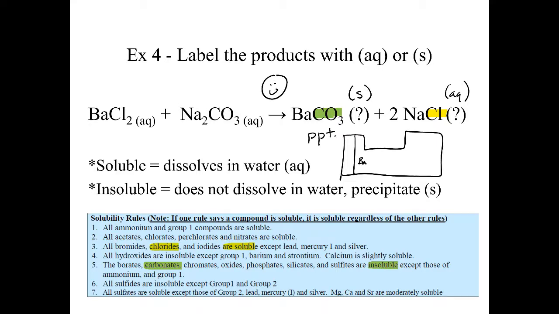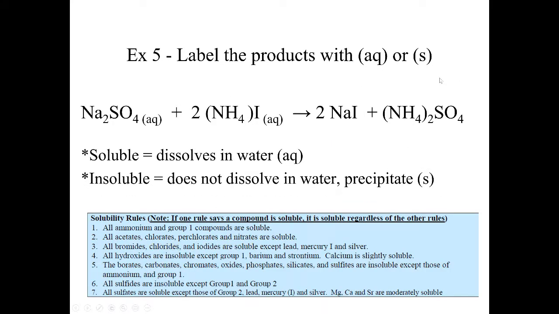All right, last example, example 5. So this time we have sodium iodide. So we want to look for iodine there. That's on Rule 3 as well. So it says all iodides are soluble except lead, mercury 1, and silver. We don't have an exception, so it will be soluble with AQ.